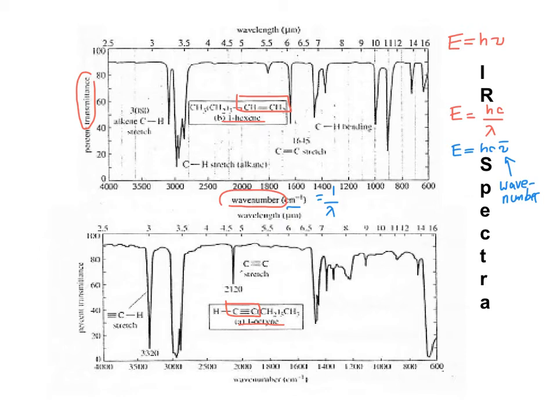So the IR spectrum of 1-hexene shows it takes 1645 wave numbers to stretch a carbon-carbon double bond. The bottom spectrum shows it takes 2120 wave numbers to stretch a carbon-carbon triple bond. So IR shows it takes more energy to stretch a carbon-carbon triple bond than a carbon-carbon double bond. We can also conclude a carbon-carbon single bond requires the least energy to stretch.